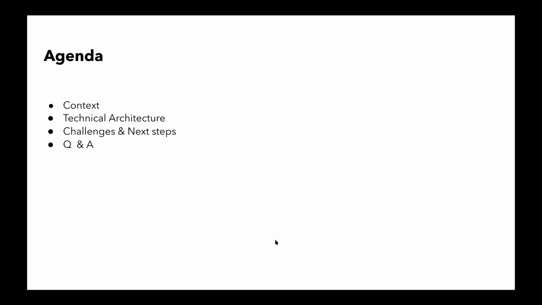So the agenda would be trying to set the context on what we're doing. Second is how we are doing what we're doing. And the next one will be what were some of the challenges that we faced as part of this and how did we encounter that? And as part of this, what is the next best thing that we are looking at on solving? And then we'll have some time for Q&A.